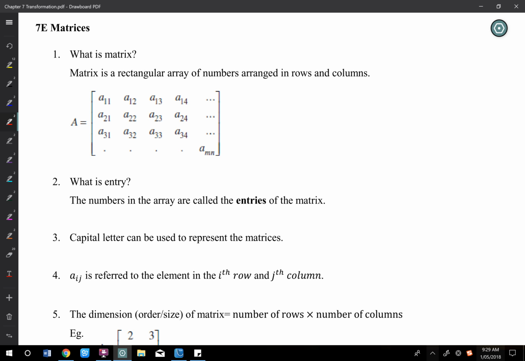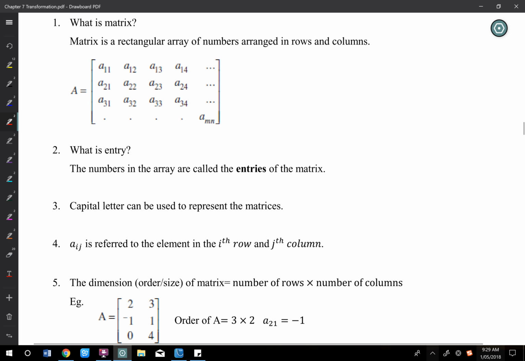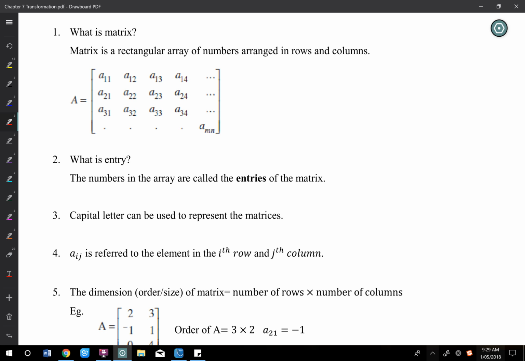So what is a matrix? A matrix is a rectangular array of numbers arranged in rows and columns. For example, this one has 4 rows and 5 columns, so you have 20 numbers in total. You put numbers in that box. What is called an entry? All the numbers inside this box are called entries. So we have 20 entries in the matrix A.